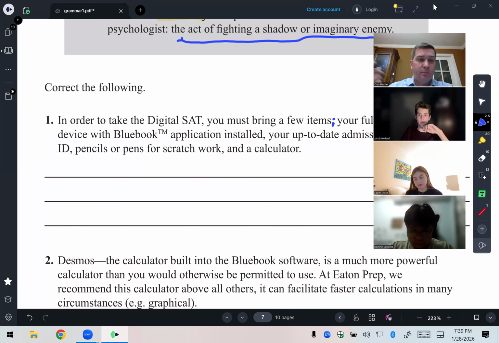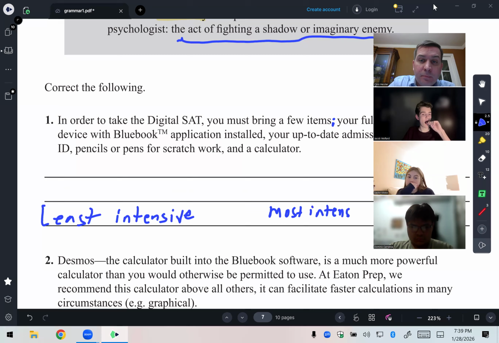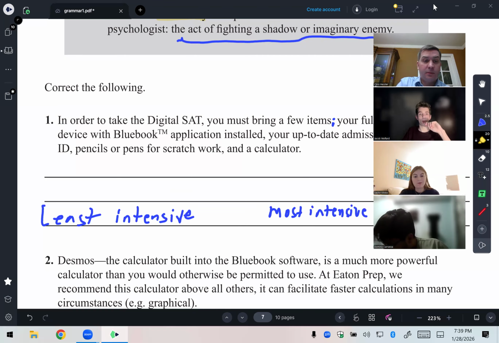Okay, so I'm going to just put something down here. Just bear with me for a second. Just going to write something real quickly. I'm going to write least intensive to most intensive. Okay, so there are three ways to offset non-essential clauses in English, and they actually vary in intensity. So I'm going to highlight our non-essential clauses right here.